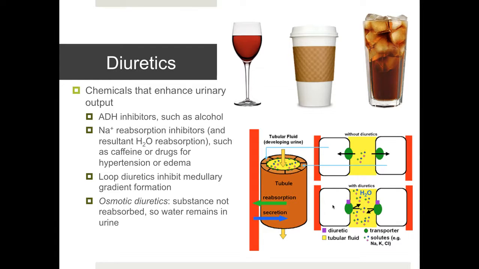Alcohol is a big example of a diuretic in which this happens. And sodium reabsorption inhibitors are going to assist with this as well. Examples are caffeine or certain drugs for hypertension or edema. We also have loop diuretics that inhibit our medullary gradient formation, which will cause a shift and increase our urine output. And osmotic diuretics are substances that aren't reabsorbed, so that water remains within our urine.